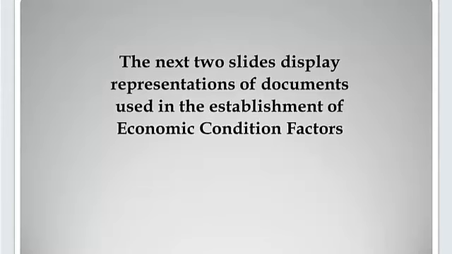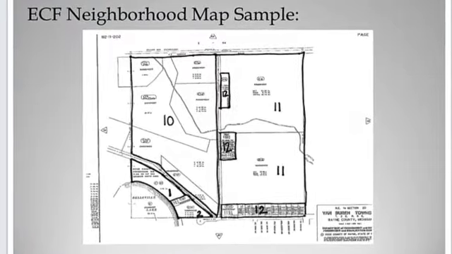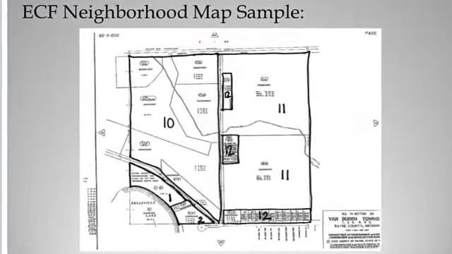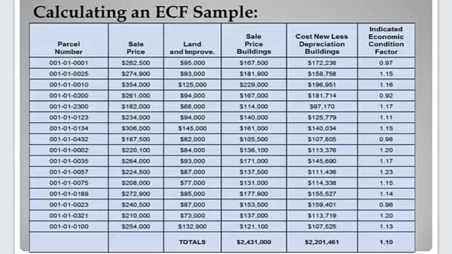These next 2 slides are representations of documents used in the establishment of economic condition factors. Slide 1 is a sample of a typical neighborhood map which identifies the neighborhoods that will be used in the study. Slide 2 is an example of calculating an ECF. Please note that included is the parcel number, the sale price, the land and improvements, the sale price of the buildings, the cost new less depreciation of the buildings, and the indicated ECF.